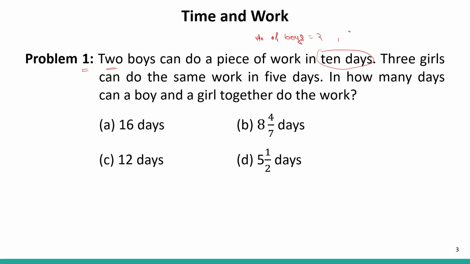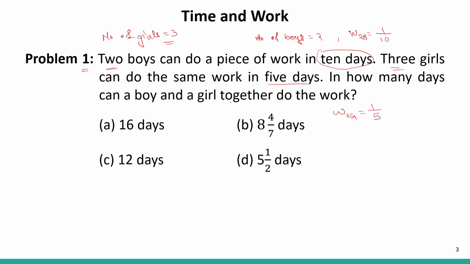So the combined work rate of two boys, W2B, is equal to 1 by 10, because work rate is equal to 1 by the amount of time they take to complete the whole task. And 3 girls, so the number of girls is equal to 3, can do the same work in 5 days. So W3G, the work rate of 3 girls, will be equal to 1 by 5.